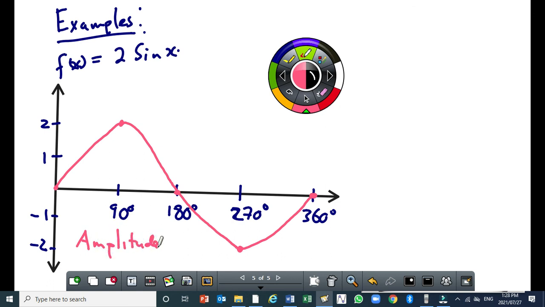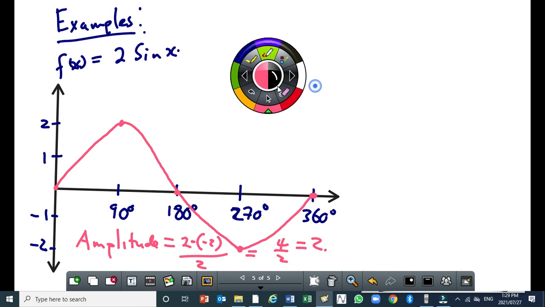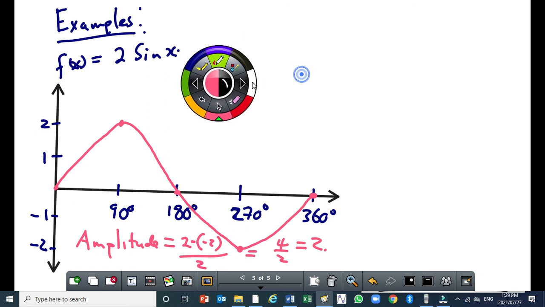Amplitude. Now for your amplitude, allow me to use a formula if you want. I can say y max, which is 2, minus y min, minus 2, over 2, which will give me 4 over 2, which is 2. If you understood what I said earlier, that the amplitude is also the positive coefficient of that sine x, then the answer here will be a 2.